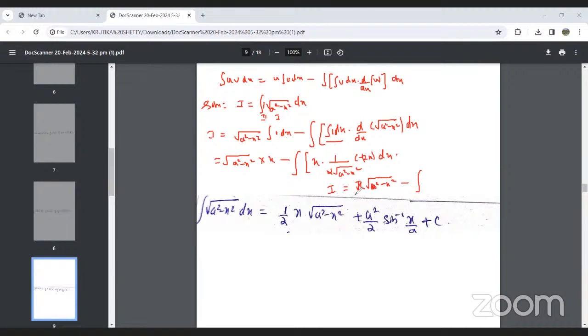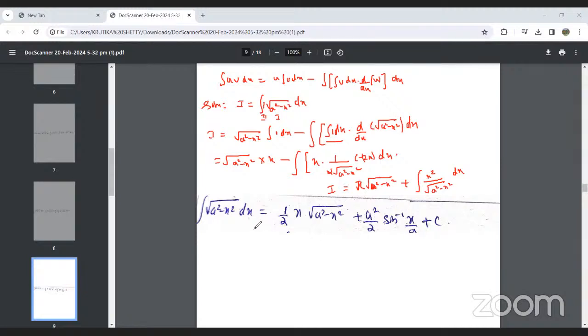Okay, so see, pay attention. So I will be equal to x into root of a square minus x square minus, okay, minus. So minus into minus it will be plus, and x into x it will be equal to x square upon root of, see, a square minus x square dx. Okay, a square minus x square dx.